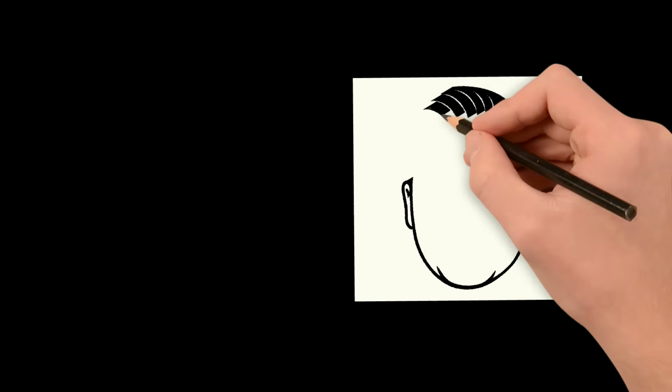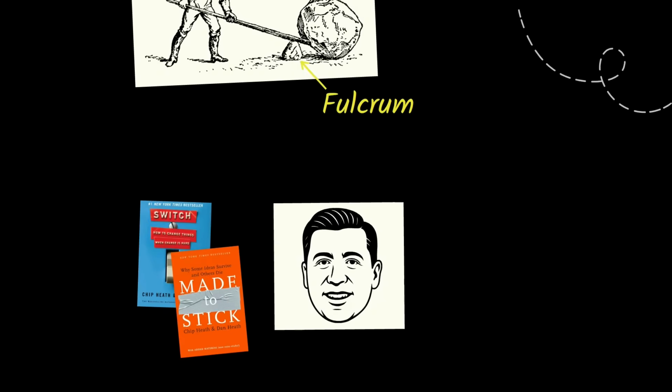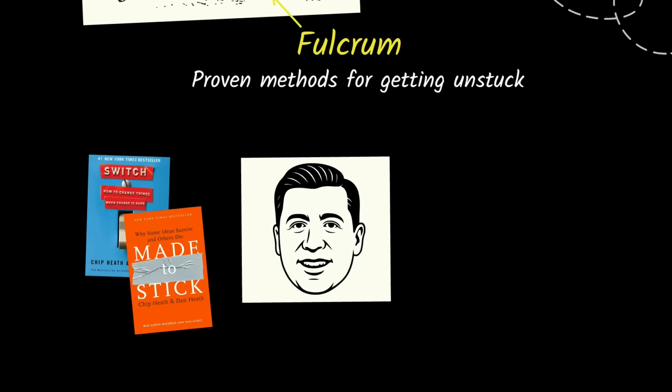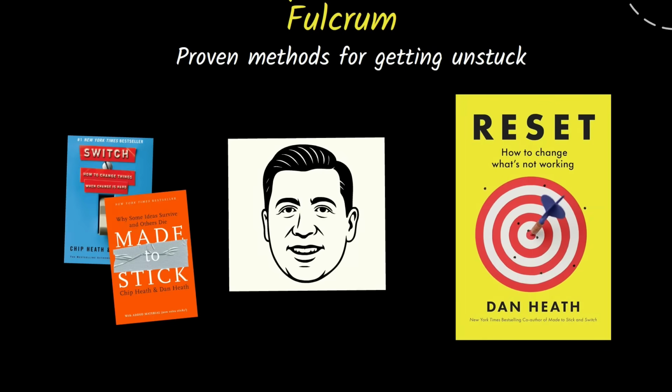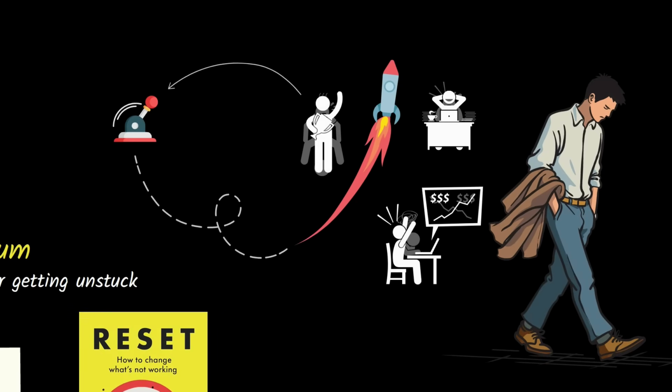Dan Heath, author of some of my favorite books, like Switch and Made to Stick, discovered proven methods for getting unstuck, what I'll refer to as Reset Fulcrums, and detailed them in his new book, Reset. You can use these fulcrums to remove the boulders that hold you, your team, or your business back and regain momentum.